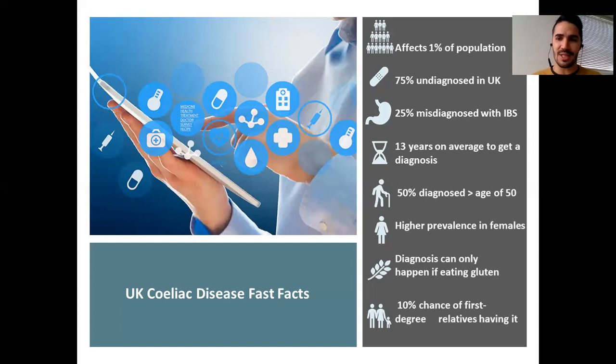And the diagnosis can only happen with certainty if you're eating gluten. So if you're not eating gluten, we can't give you a certain diagnosis. That's why it's really important to understand that, even though gluten can cause problems and symptoms, it's a really important part of the diagnosis process, so we can get the diagnosis right. And we also need to understand that there's a 10% chance of first degree relatives having celiac disease. So if you have celiac disease, there's a 10% chance that your children, your parents, your brothers, sisters can have celiac disease too. So it's important to help them get screened.